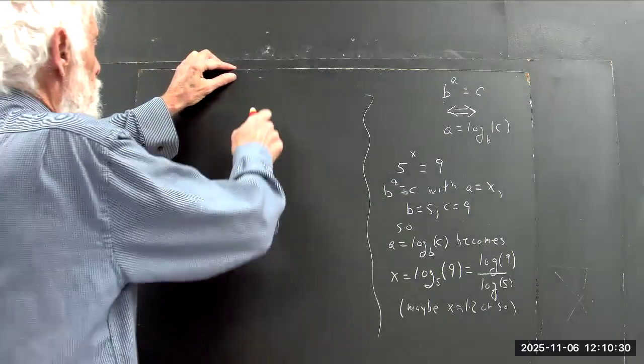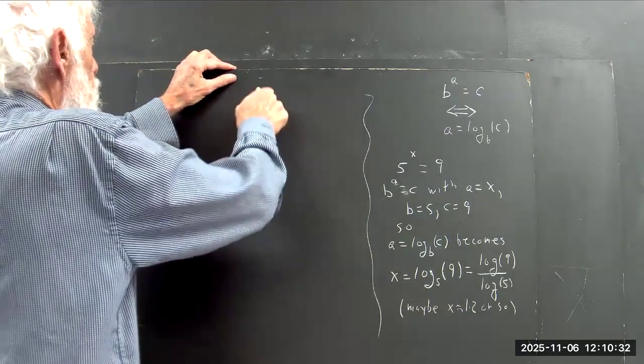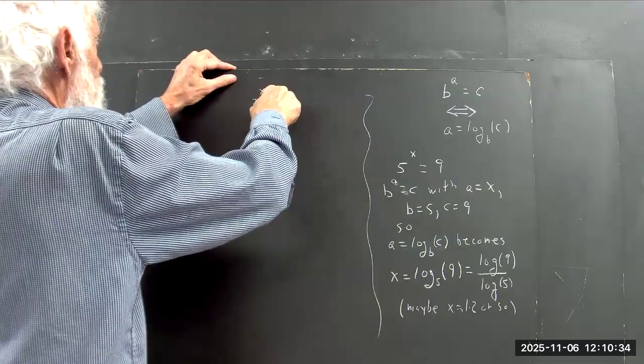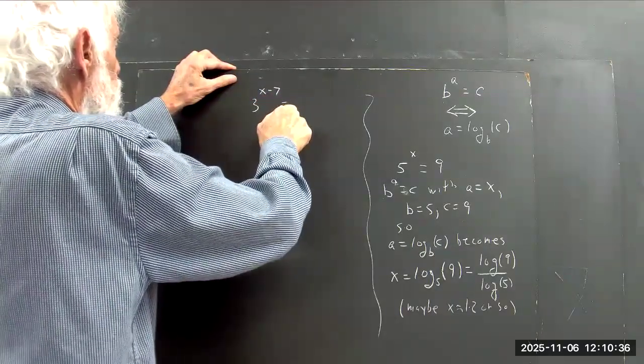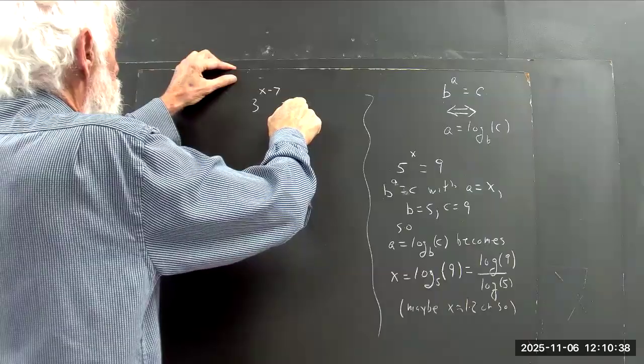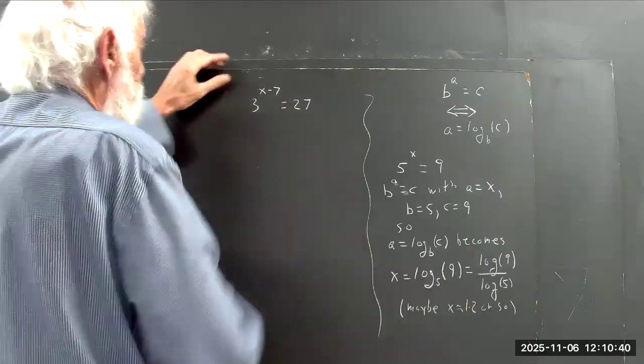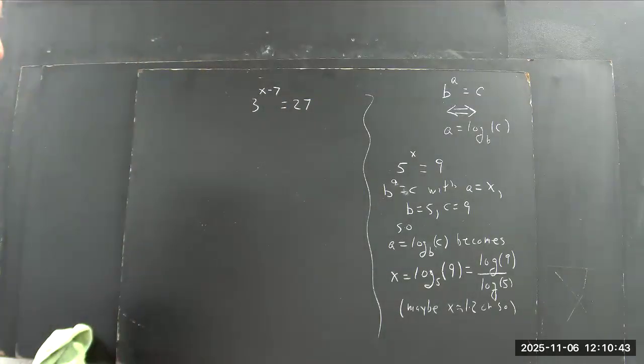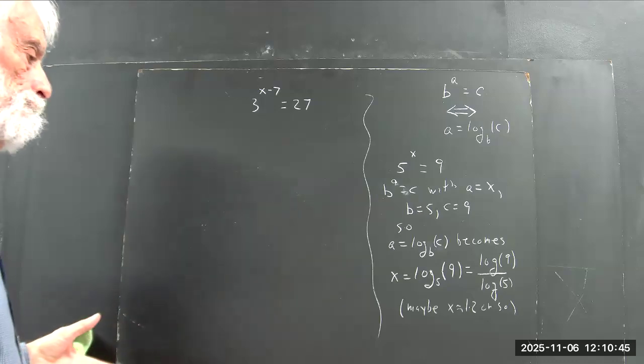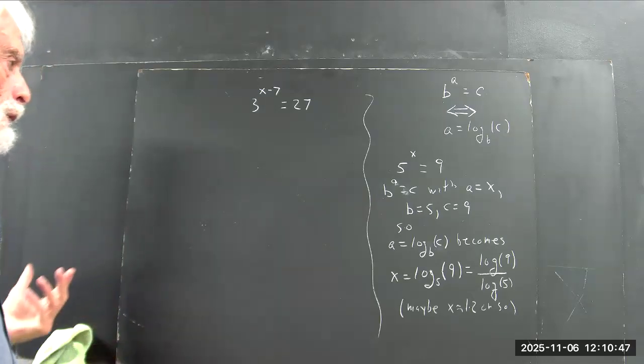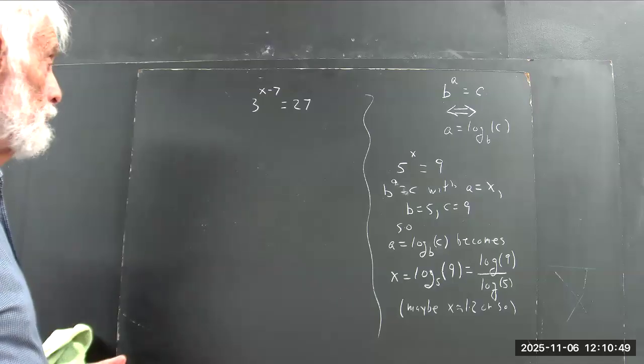Okay. So let's try another equation. Let's try 3 to the x minus 7 equals, oh, why not 27? Okay. Okay, now I'm not going to write out what A, B, and C are.